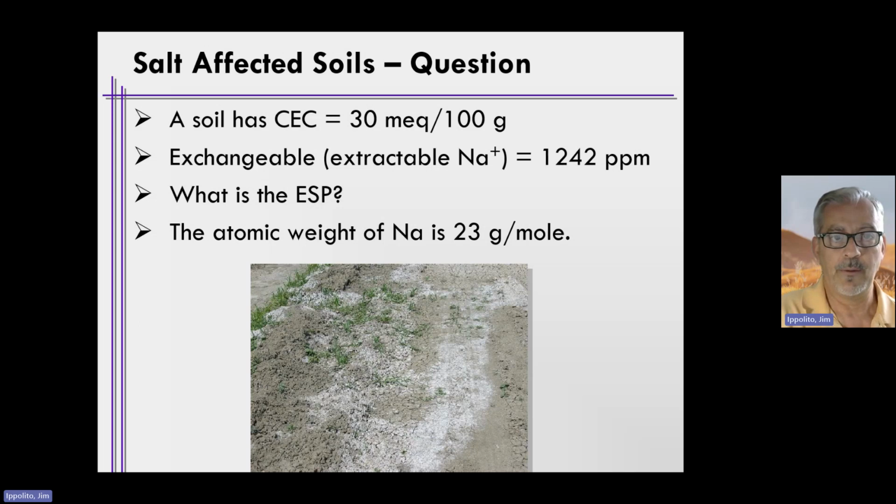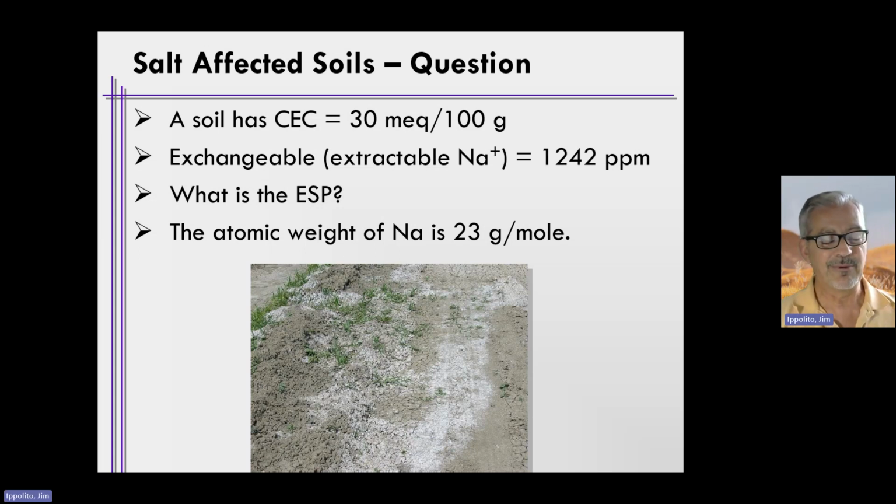So here's an example. The soil has a cation exchange capacity of 30 milliequivalents per 100 grams, and the exchangeable or extractable sodium is 1,242 parts per million. That unit is the same as milligrams per kilogram. And so what is the exchangeable sodium percentage?